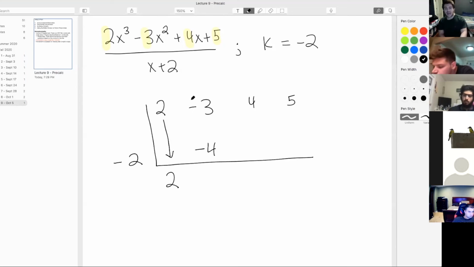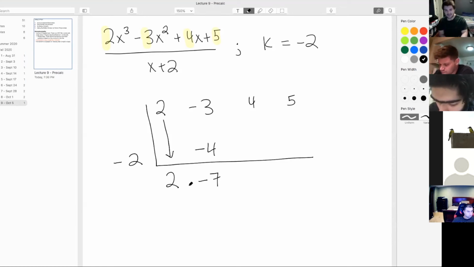Very good. Now do -3 plus -4. So you add this column together. -3 plus -4, that's -7. Because -3 plus -4 is the same as -3 minus 4, which is -7.